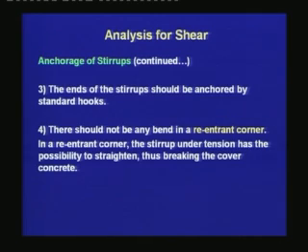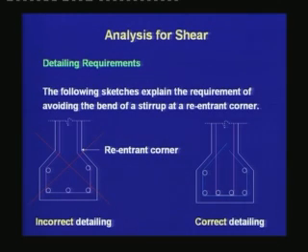There should not be any bend in a re-entrant corner. In a re-entrant corner, the stirrup under tension has the possibility to straighten, thus breaking the cover concrete. Let us understand this with the help of a sketch. The following sketches explain the requirement of avoiding the bend of a stirrup at a re-entrant corner. In a re-entrant corner, if we provide a single stirrup, then the stirrup tends to straighten out and it tends to break the concrete near the re-entrant corner. This detailing is incorrect.